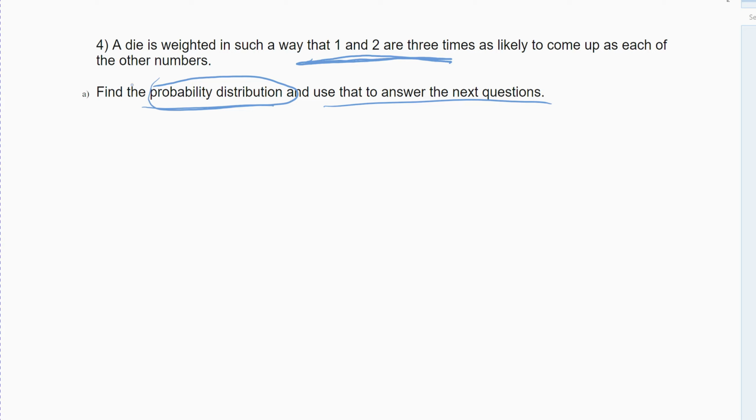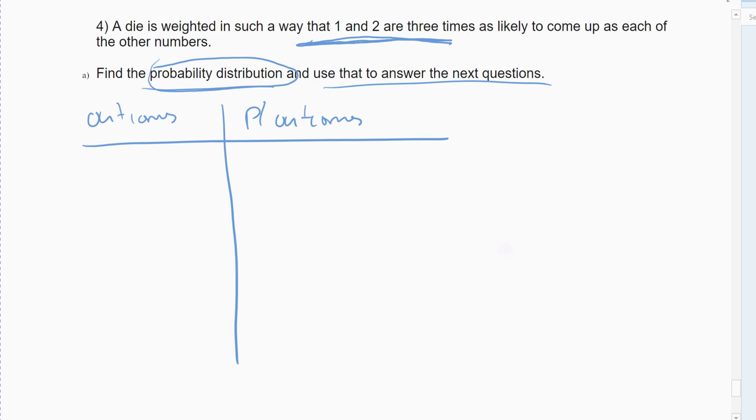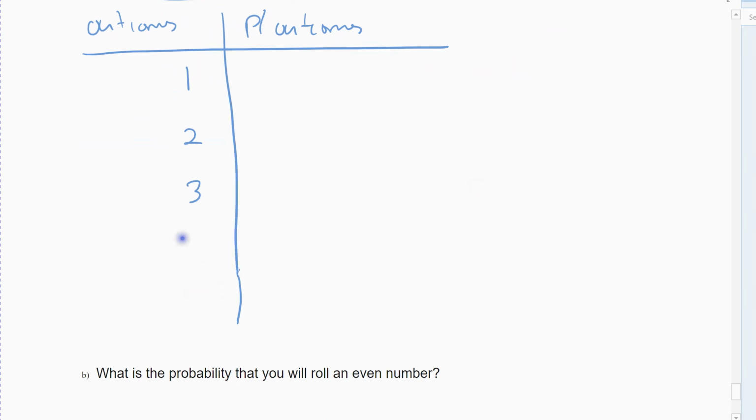So first thing is to write out my distribution: the outcomes, and then the probability of my outcomes. Well, it's still a die with 6 numbers on it. It's just weighted unfairly. So I can roll a 1, a 2, a 3, a 4, a 5, and a 6. Maybe spread them out a little differently. 1, 2, 3, 4, 5, 6.